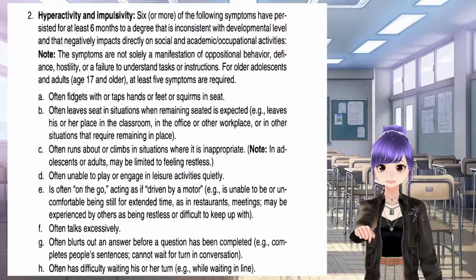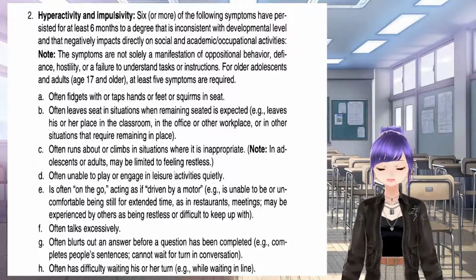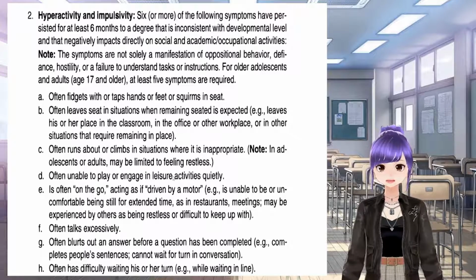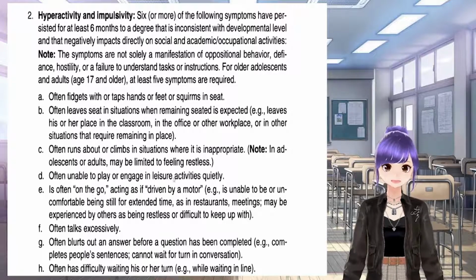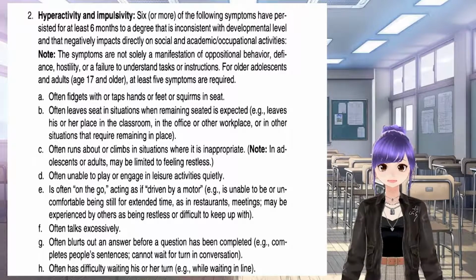And number 2 is, of course, the hyperactivity and impulsivity. Six or more of the following symptoms have persisted for at least 6 months to a degree that is inconsistent with developmental level and negatively impacts directly on social and academic occupational activities. Note that symptoms are not solely a manifestation of oppositional behavior, defiance, hostility, or a failure to understand tasks or situations. So, letter A, often fidgets or taps hands or feet or squirms in seat, often leaves seat in situations when remaining seated is expected.